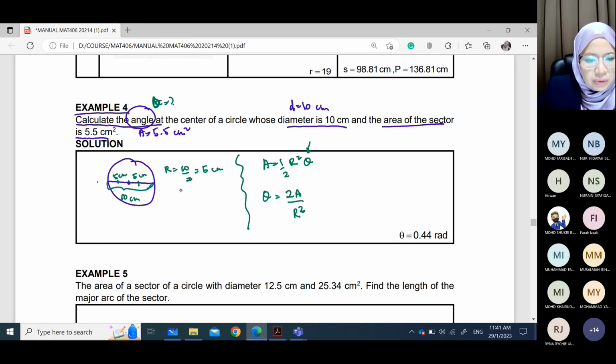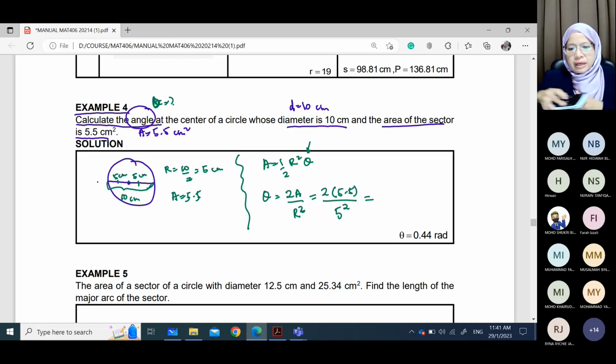So A dia dah bagi. So A is 5.5 cm squared. Alright, so masukkan je 2A, 2 times 5.5 over r squared. So r is 5 cm, so 5 to the power of 2. So kita cari angle dia. 2 times 5.5 divided by 5 squared. Alright, so the answer here is 0.44 radian. Ini angle dia.